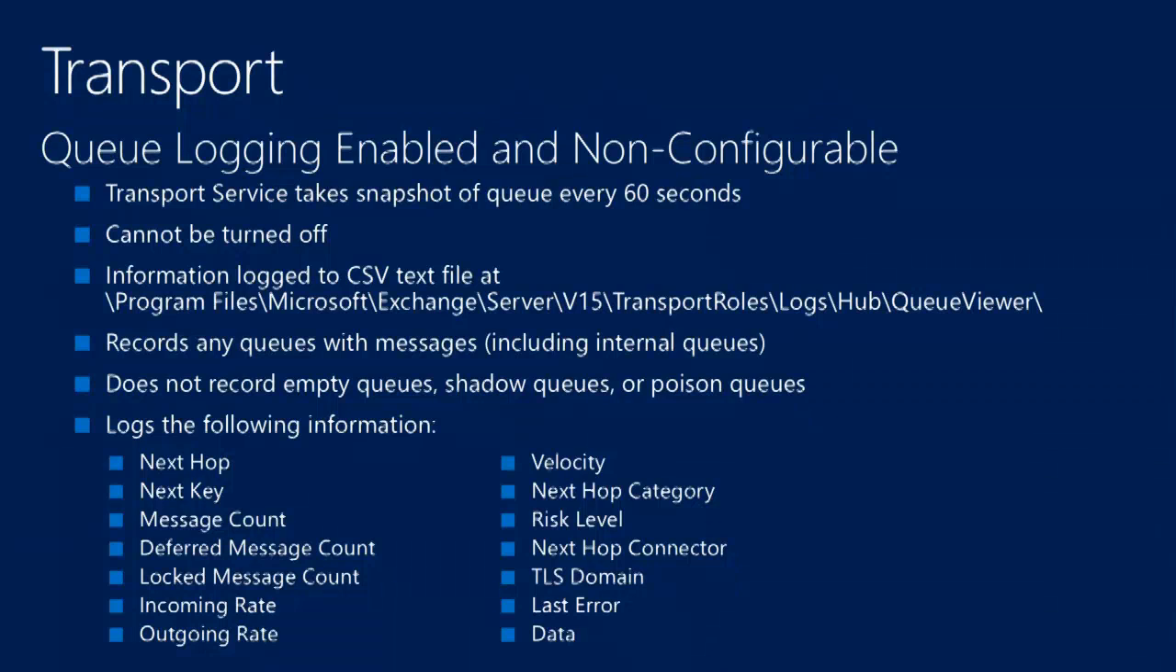Now, the queue logging that we do will get all of your internal queues, except it's not going to get any empty ones. It's not going to do your shadow queues, so none of the shadow redundancy queues will be exposed, and no poison queues will be exposed as well. So in addition to shadow queues, that's not just shadow redundancy, the safety net queue will also not be exposed.